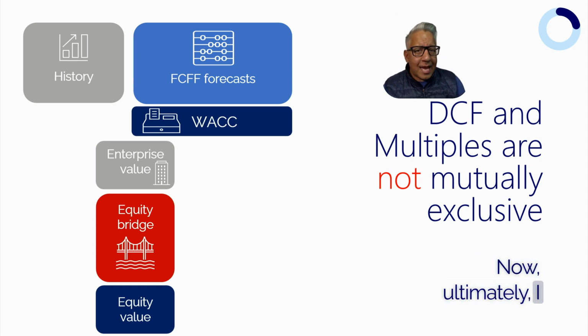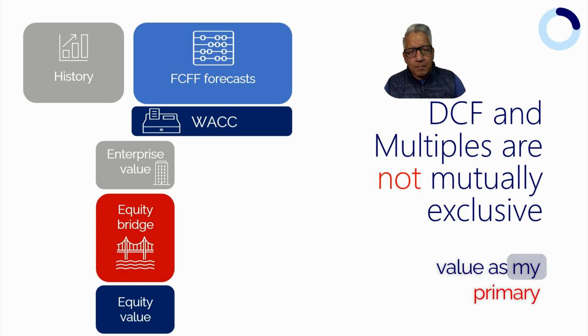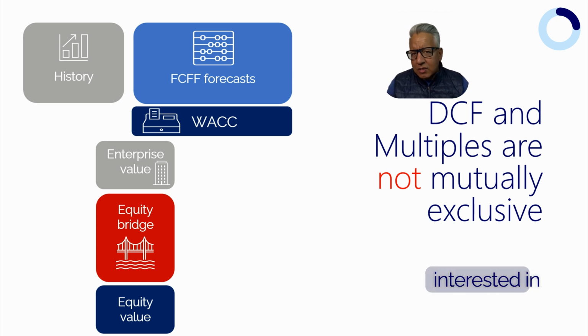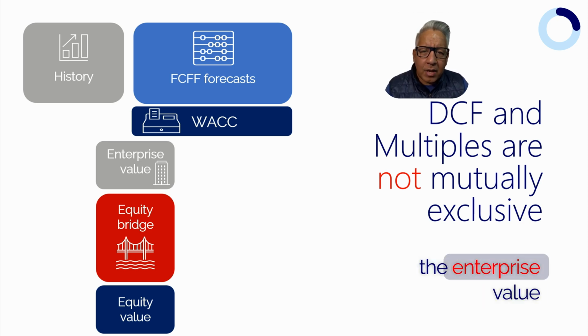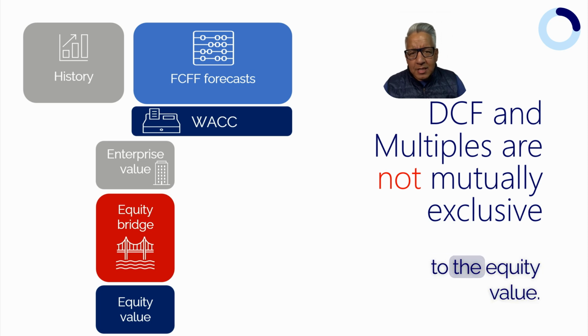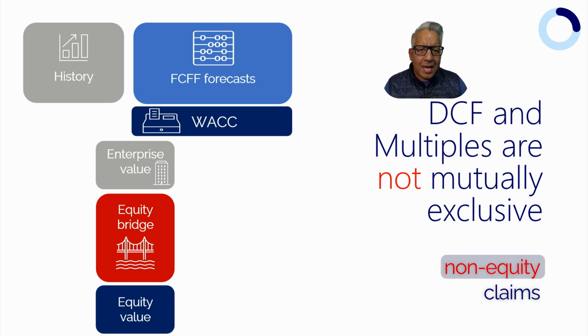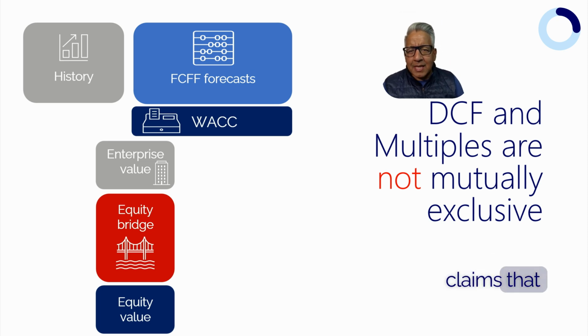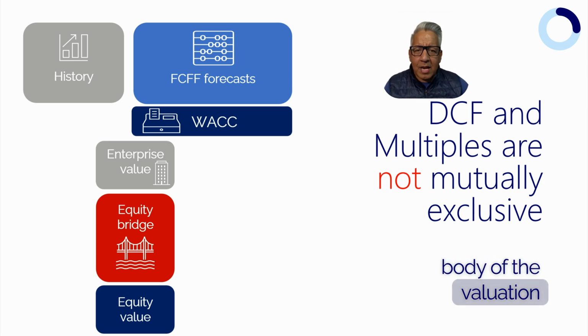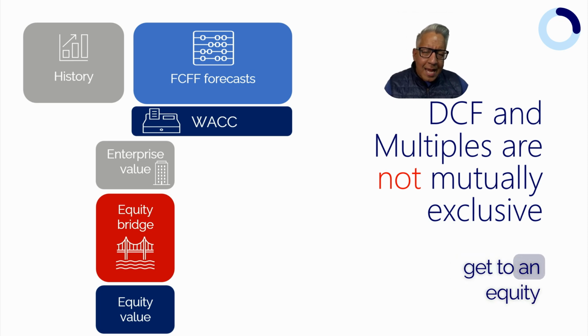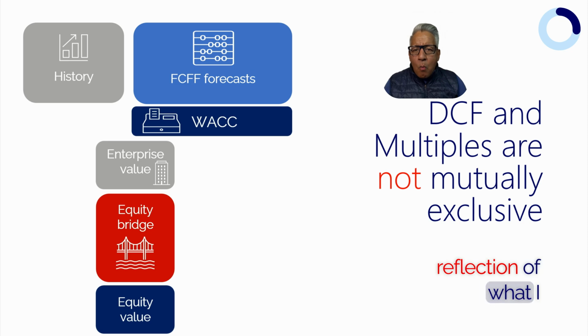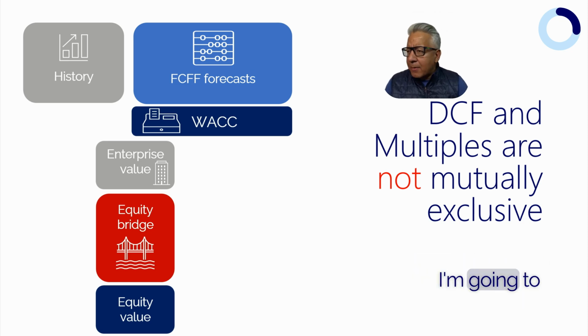Now, ultimately, I may not be interested in enterprise value as my primary consideration, but maybe I'm interested in equity value. So I've got to go through this process of adjusting the enterprise value in order to bridge down to the equity value. This is something I call the equity bridge. So I'm stripping out non-equity claims from that enterprise value. I'm capturing equity claims that are not captured by the main body of the valuation, and I'm putting it through this adjusted process in order to get to an equity value which is a reflection of what I think the future could possibly hold.